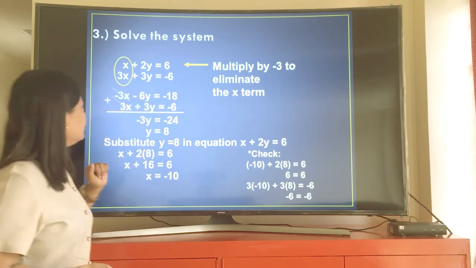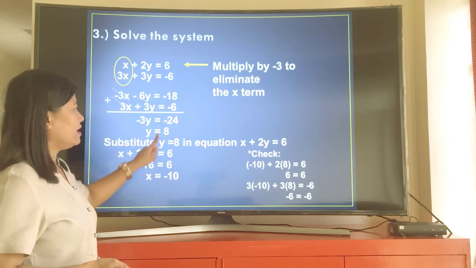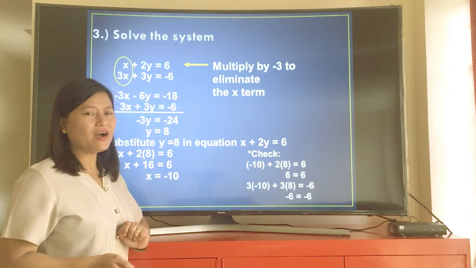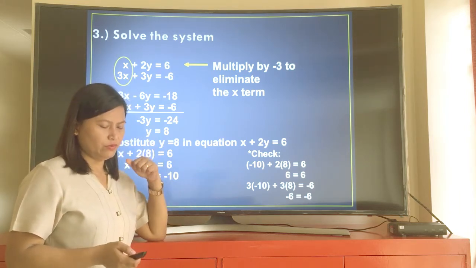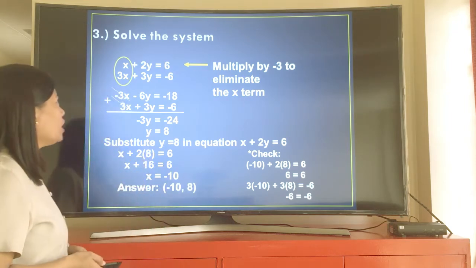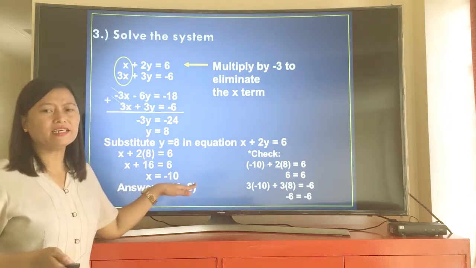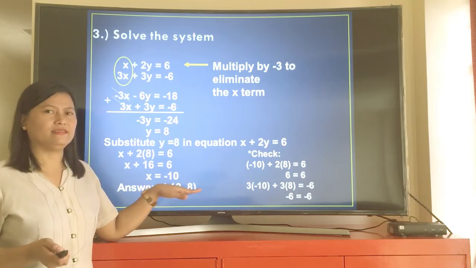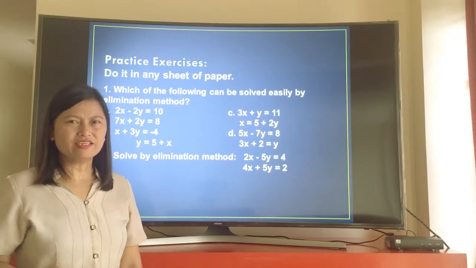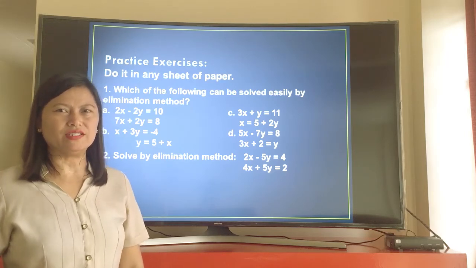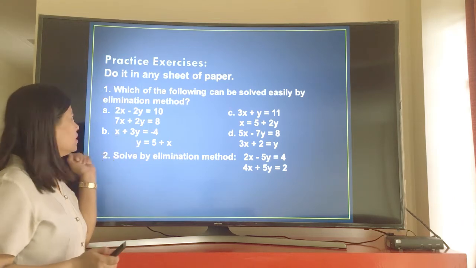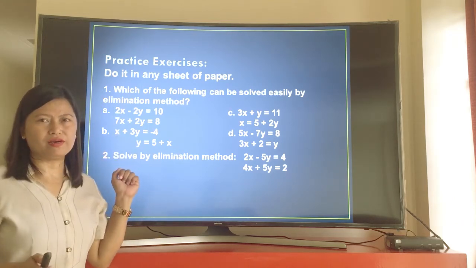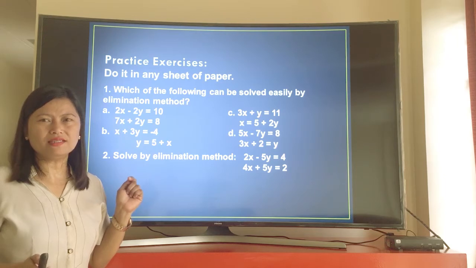So, (negative 10, 8) satisfies equation 1 and equation 2. We say that the solution of the system is (negative 10, 8). Let's check if you really understand our lesson. I want you to work on these two items. Do it in any sheet of paper. I will give you 1 minute to do it.